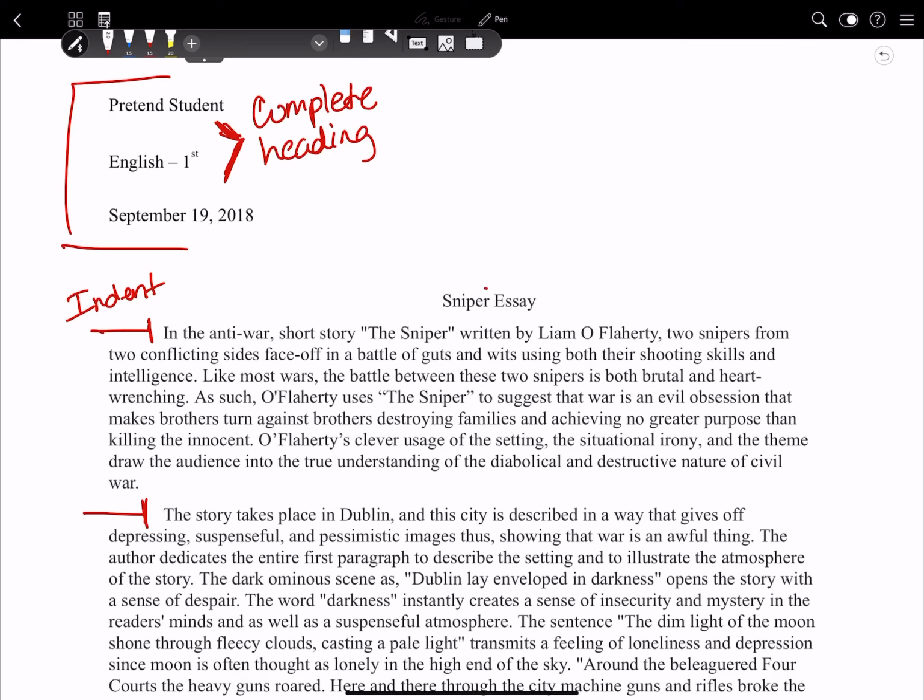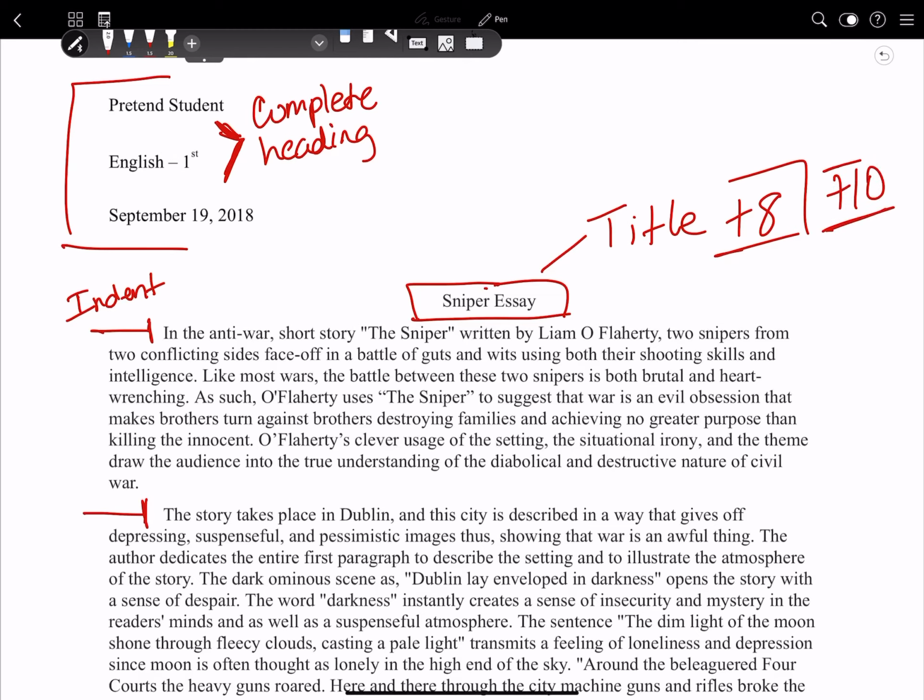All right, so the next thing I want to look at is the title. Your title does need to be in the center of the paper like this. However, this is a very bland title. It's very basic. It tells me, yes, it's the Sniper essay. This will get you approximately 8 points, okay? But it's not going to get you those full 10 points that you're shooting for. So you want to try and make an original title.